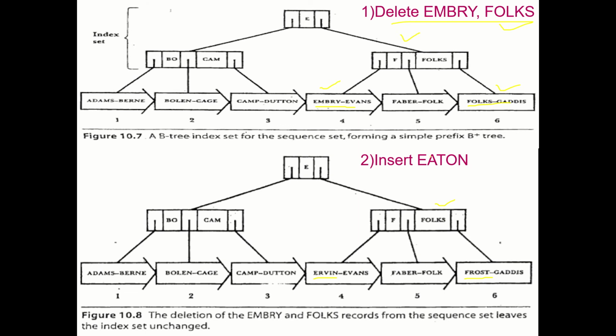The next example is inserting E10. Where do we have to insert? We come to E, that is again less than F, so block 4. In block 4, we just insert E10, that is it. We need not update any of the ancestors or the index sets. This is how it works.